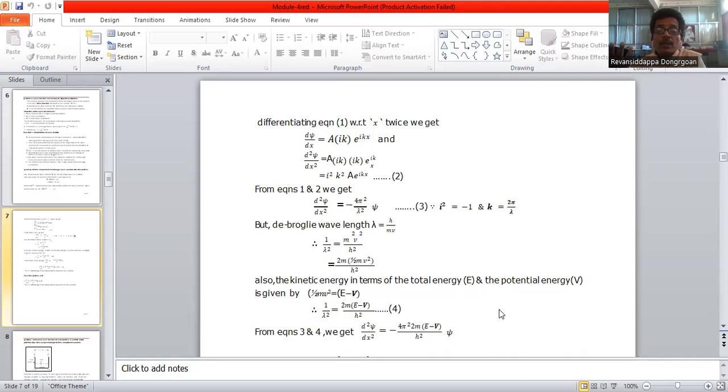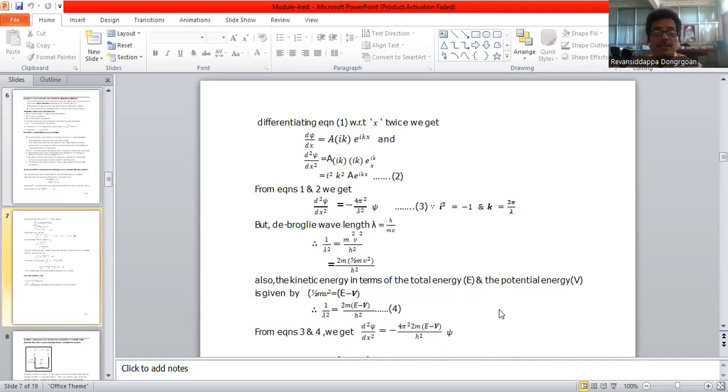Mv means nothing but momentum only. Mv means again momentum. m square v square is what? Momentum only. Or 1 by lambda is equal to mv by h. Square both sides. What will we get? 1 by lambda square is equal to m square v square by h square. m square v square is nothing but momentum squared, p square.